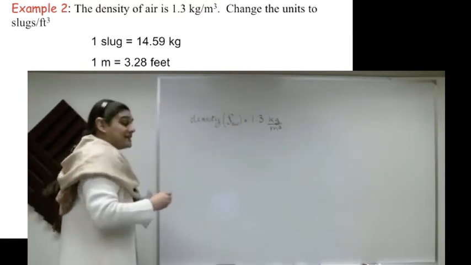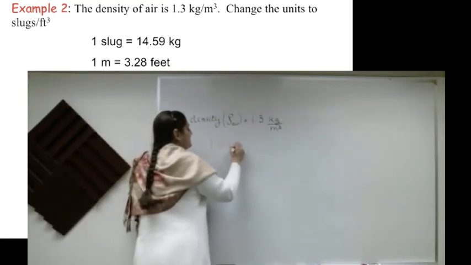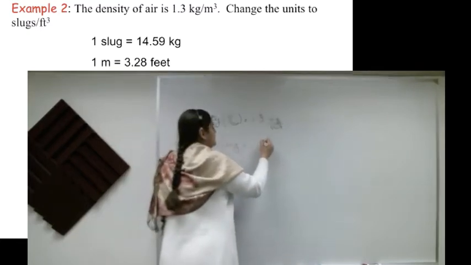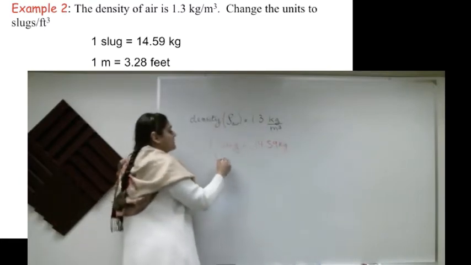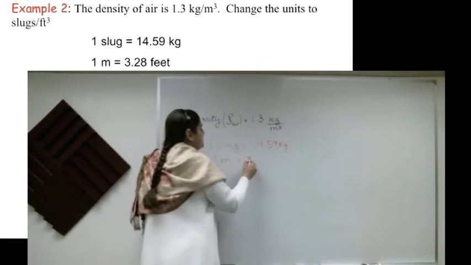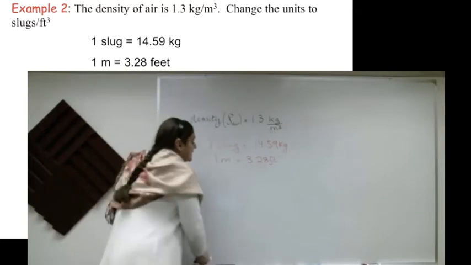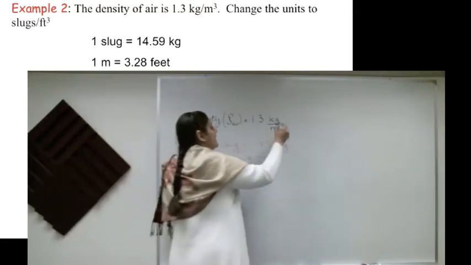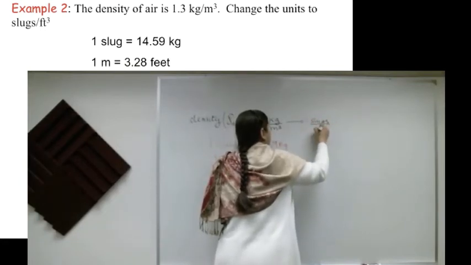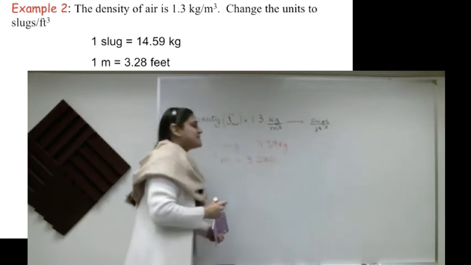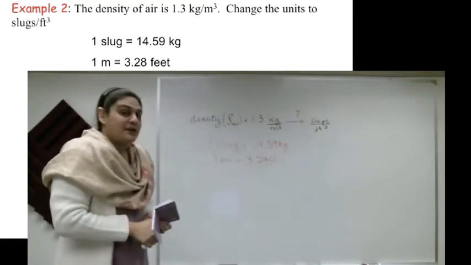Okay, so now what else is given to us? Well, given is one slug equals 14.59 kilograms, and we are given 1 meter is equal to 3.28 feet. Now, how do I convert the given value into slugs per feet cubed? That's my problem. This is my question.